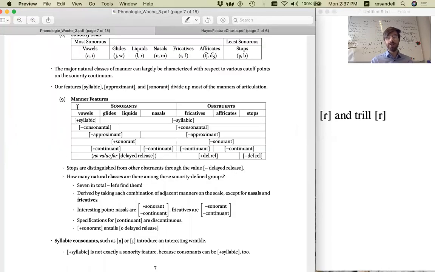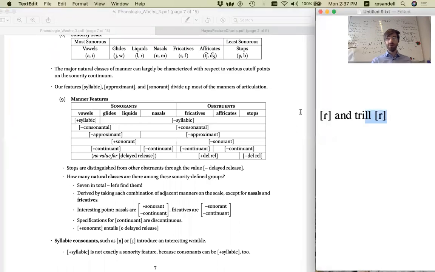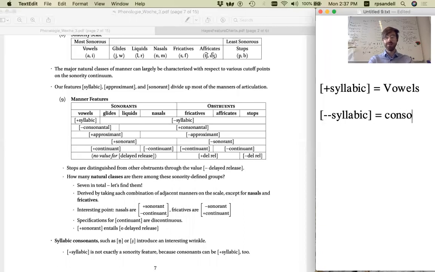So if we now consider all of these groups, let's think about how many total natural classes there are for a minute. So let's find the possible natural classes. We've already named one of them. There's the natural class of plus syllabic sounds, which are the vowels, and the natural class of the minus syllabic sounds, which are all of the other consonants. So stops, affricates, fricatives, nasals, liquids, and glides.